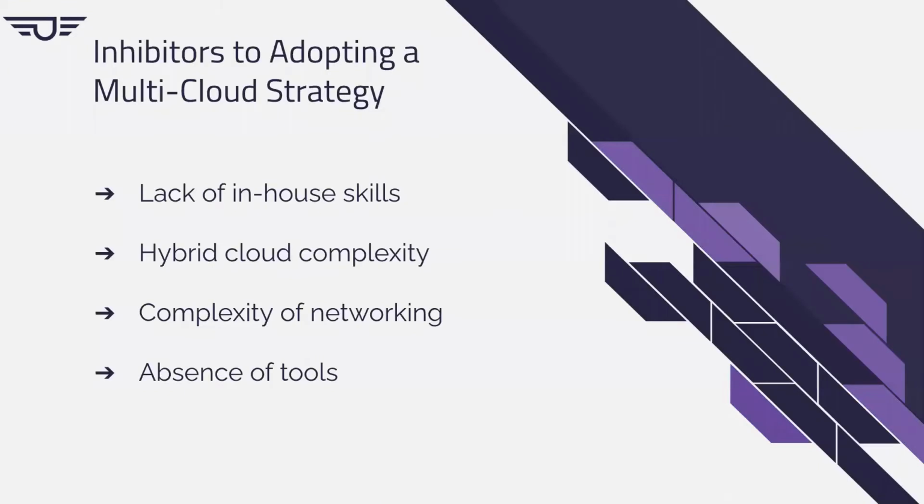However, adopting this strategy can be difficult, especially for smaller companies. Some of the inhibitors that respondents brought up were lack of in-house skills. Small companies might not have dedicated DevOps teams to manage their infrastructure. Another is hybrid cloud complexity. Learning the ins and outs of just one cloud provider can be daunting, let alone multiple, especially since there's not a lot of exact one-to-one mappings of services. Tied in with that is the complexity of networking. And finally, absence of tools within the multi-cloud space.